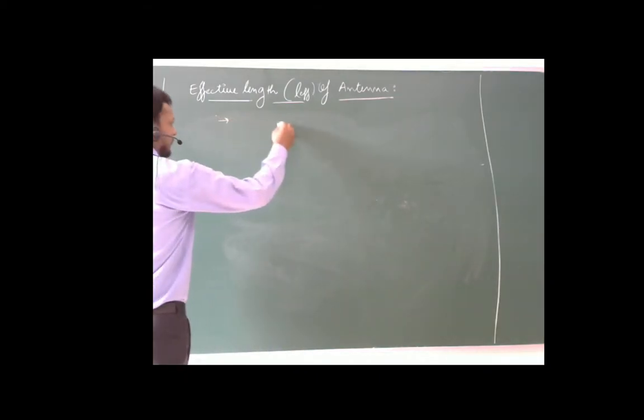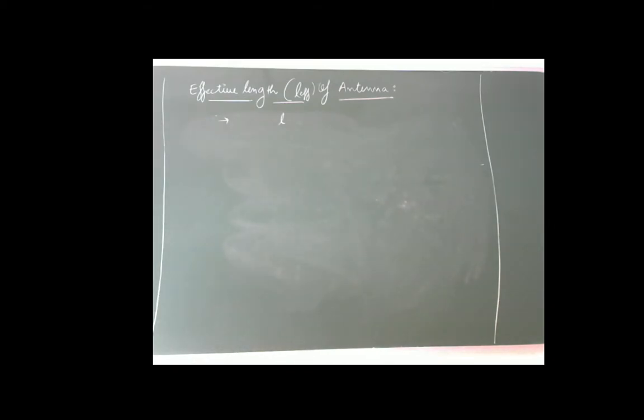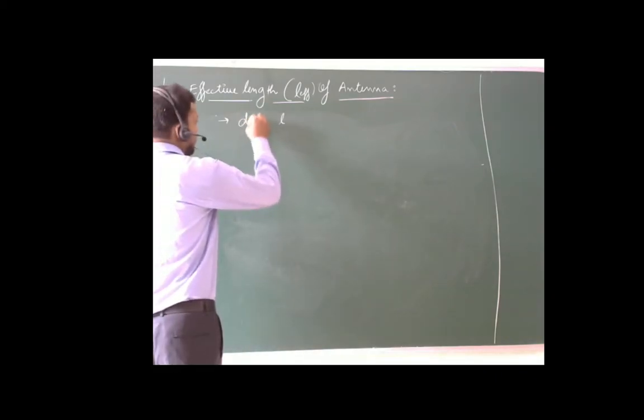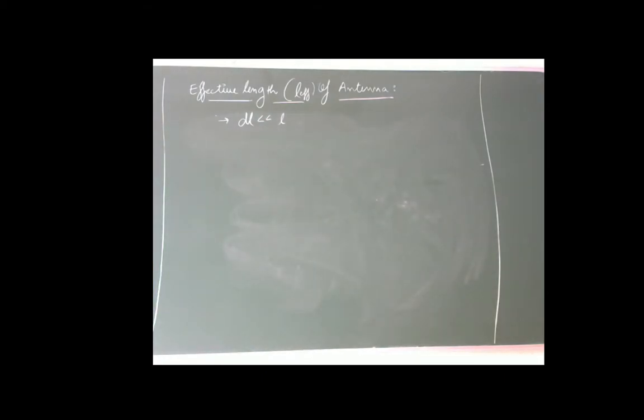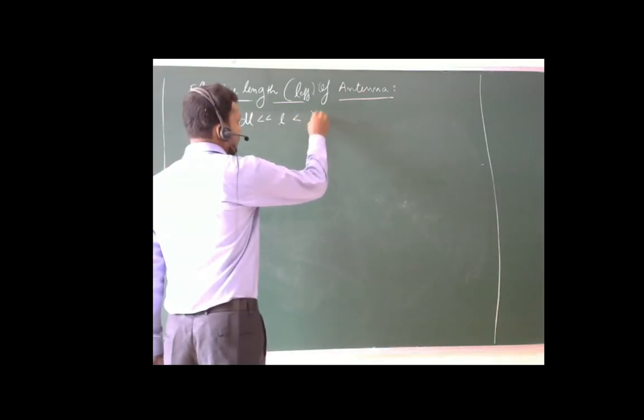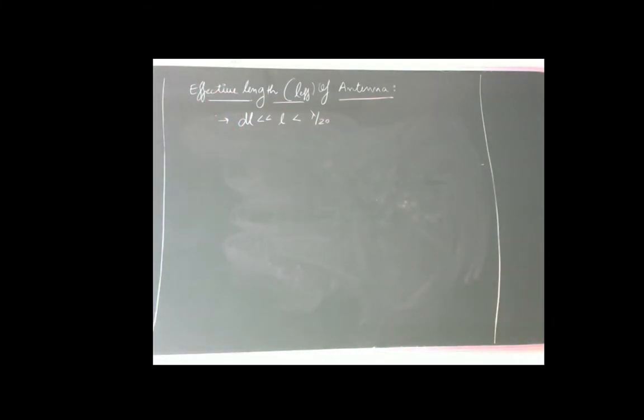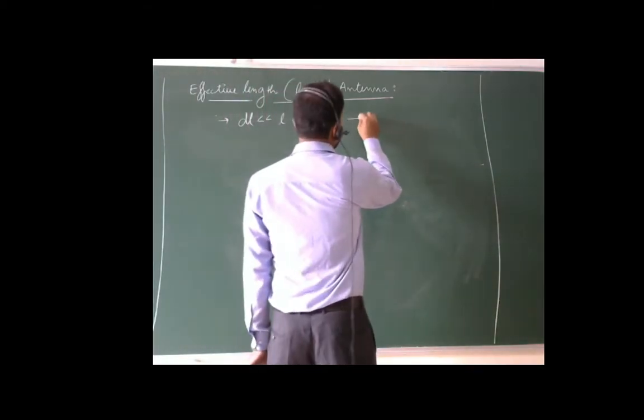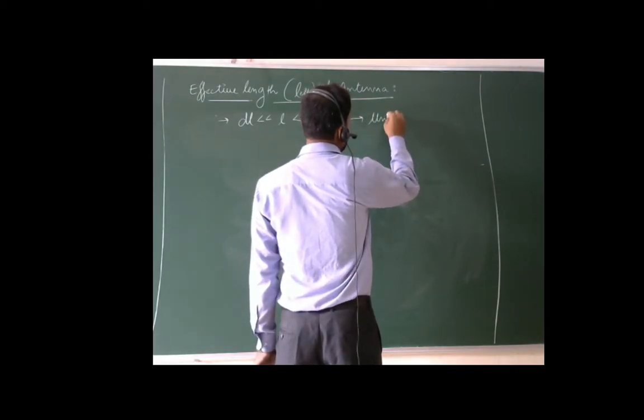Now case 1 for length. This is the length of the wire antenna, a little bit greater than the short length. Or we can say this length is less than lambda by 20. So in this case the current is uniform in nature.